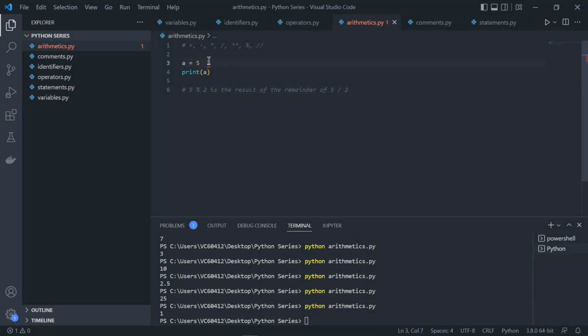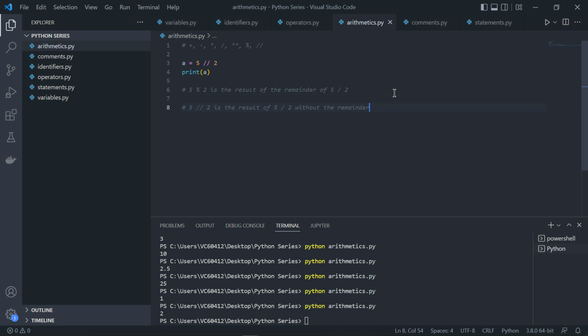And finally, let's do 5 floor division of 2. Who could guess that? All right, that should give us 2. Now, let me explain. 5 floor division of 2 is equivalent to saying the result of 5 divided by 2 without the remainder. Does it make sense? Yes.